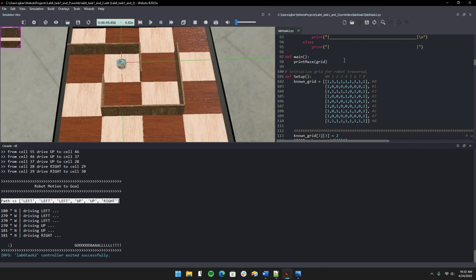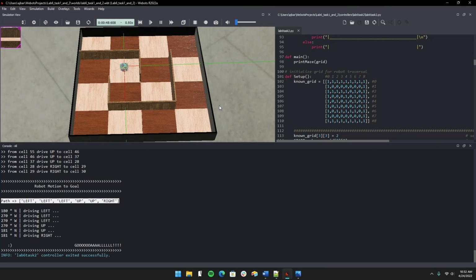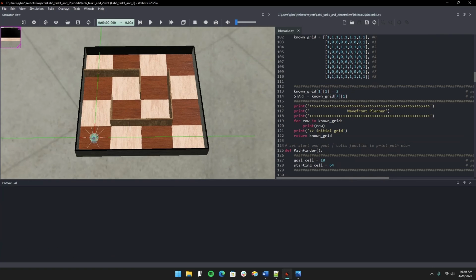I'll try one last one, and let's try to cover this top column since we haven't traveled there yet. For the last one, I thought it'd be fun to cover the top row, so we're going to start at cell 13 on the bottom left here and drive all the way up to goal cell number 1. And this is one of those cases where there are 2 shortest paths.